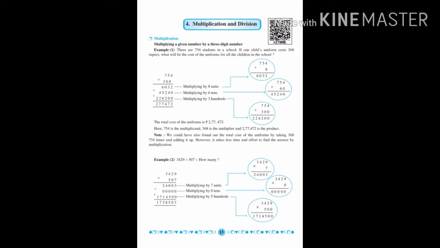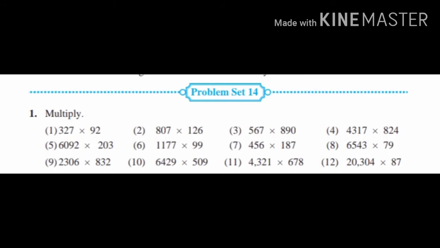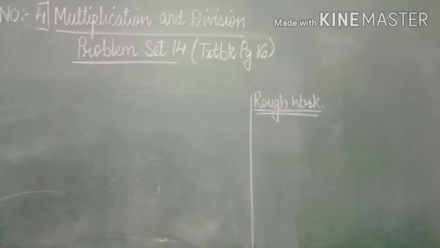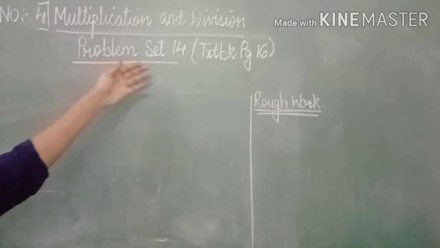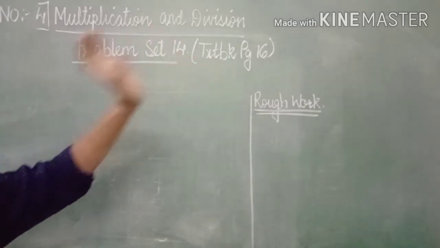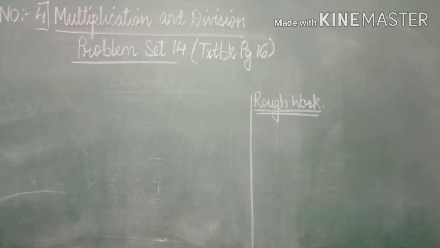Now today onwards we are going to start with problem set number 14, which is on page number 16. In this video I will be doing question number 1, multiply: the first sum, the second sum, the third and the fourth sum. So students, as you can see on the blackboard, we are going to start with lesson number 4, multiplication and division, problem set number 14, which is on textbook page number 16. Let's start writing question number 1, multiply.